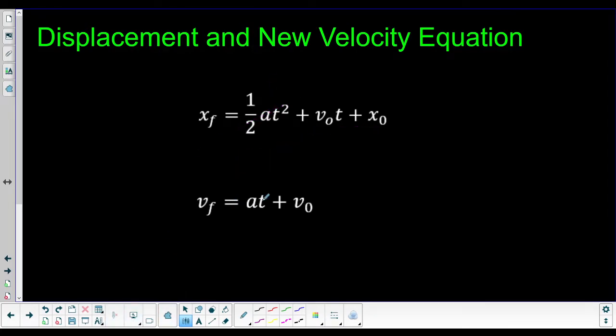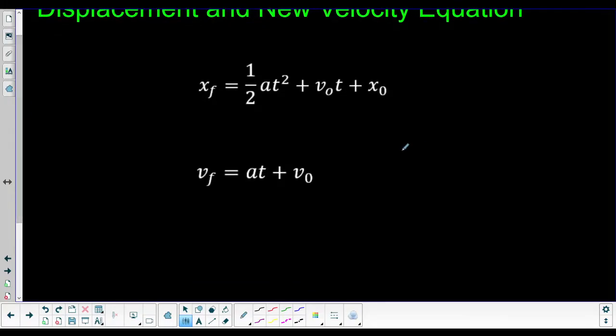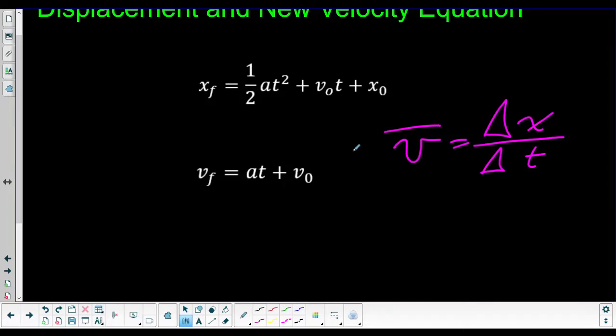All right. Now we also need a velocity equation. So right now you have just the average velocity equation, which is change in position over change in time. This is average. This is not really going to get us a final. It's going to give us an average, right? So if we are accelerating, we want a way to figure out how fast will I be going after a certain amount of time. So we have this velocity equation.